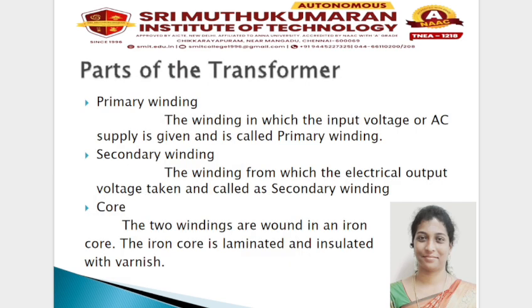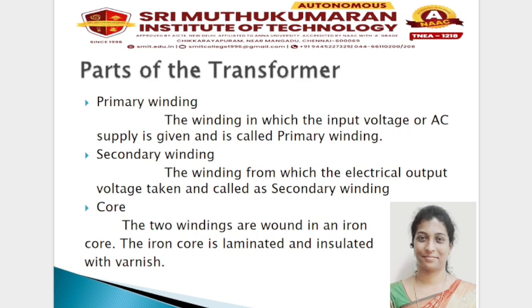The next one is the parts of the transformer. The windings are made of copper or aluminum conductors to reduce the resistance. It has a primary winding, secondary winding, and core. What is the primary winding? The winding to which the input voltage or AC supply is given is called the primary winding. What is the secondary winding? The winding from which the output is taken.